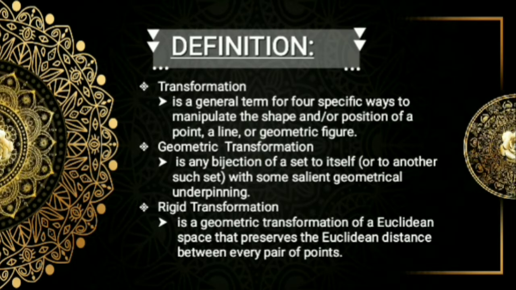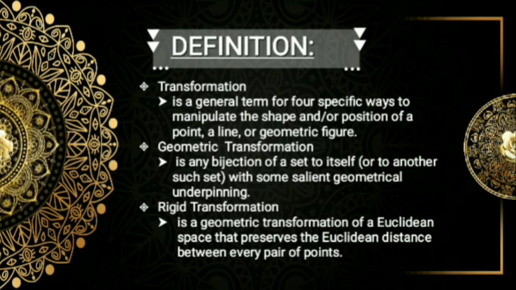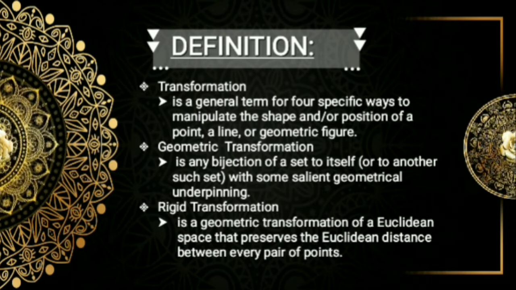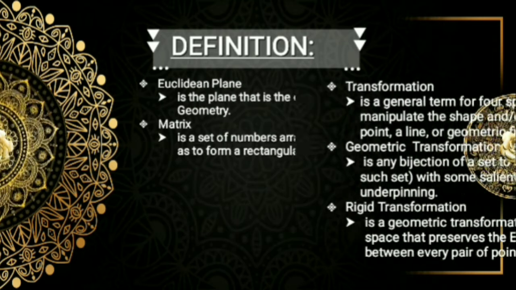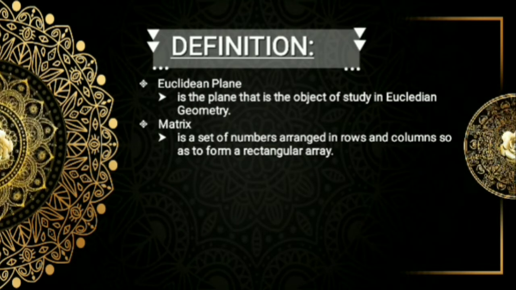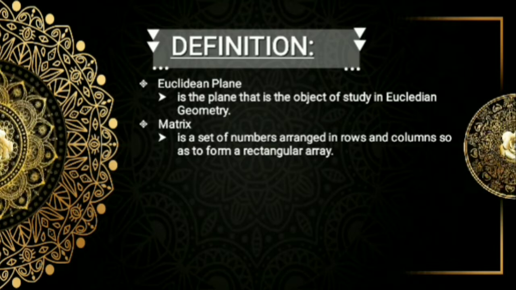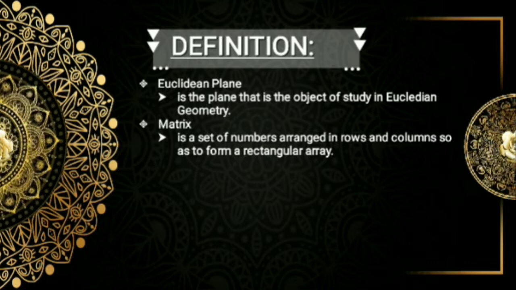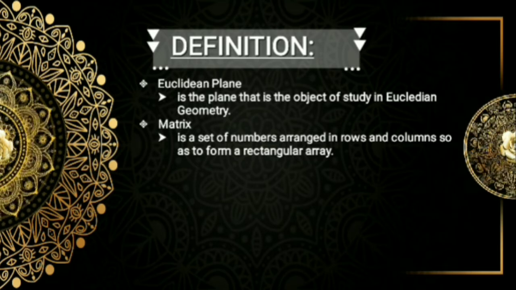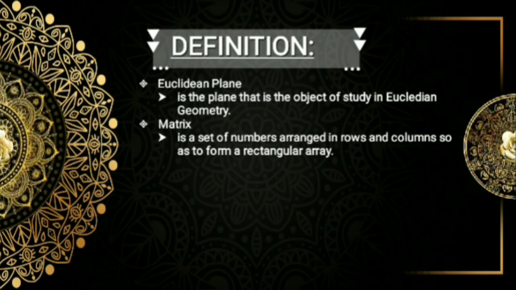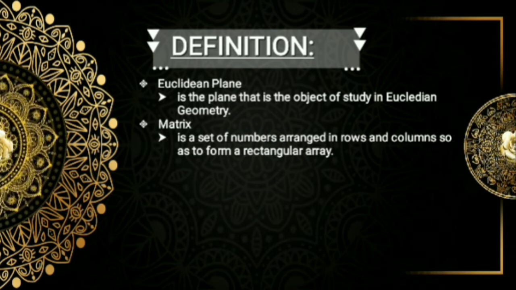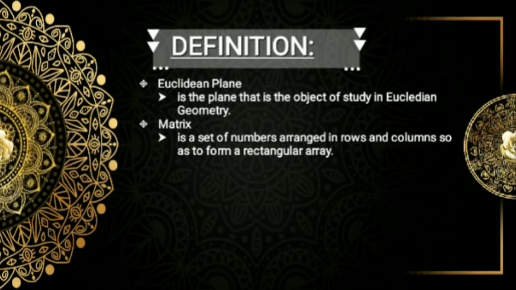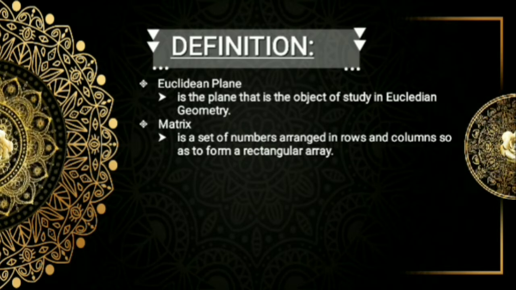Next one is rigid transformation. It's also called Euclidean transformation or Euclidean isometry. It is a geometric transformation of a Euclidean space that preserves the Euclidean distance between every pair of points. Euclidean plane is the plane that is the object of study in Euclidean geometry. Lastly, we have matrix. It is a set of numbers arranged in rows and columns so as to form a rectangular array.